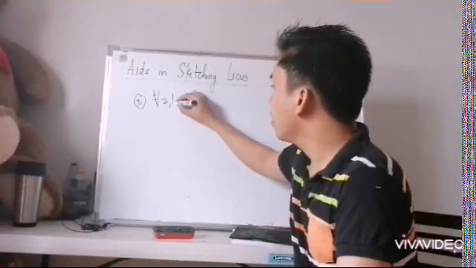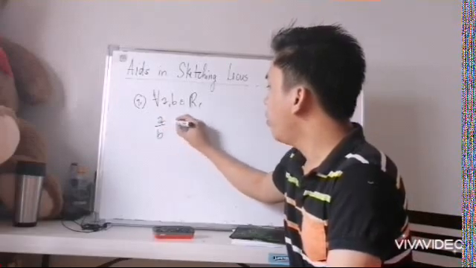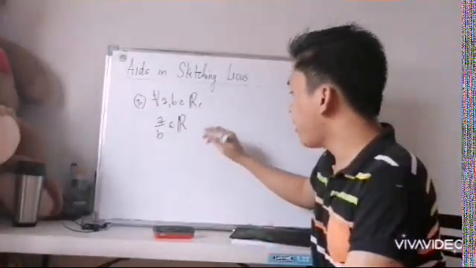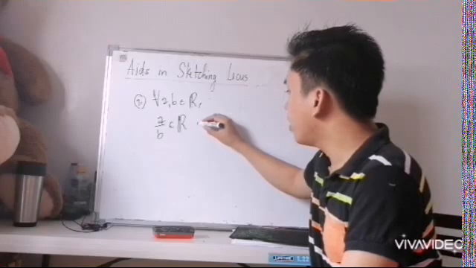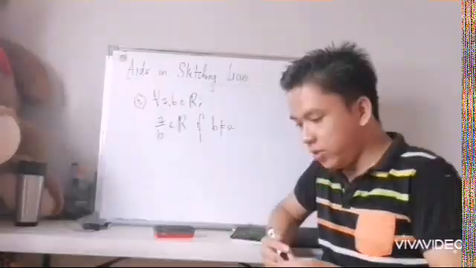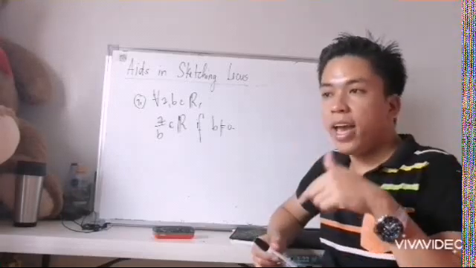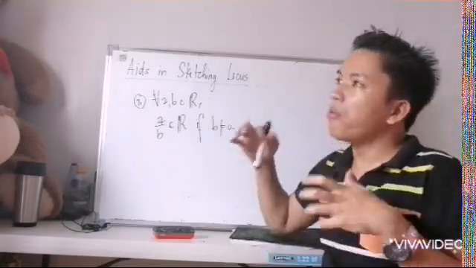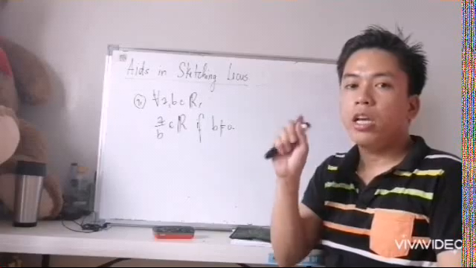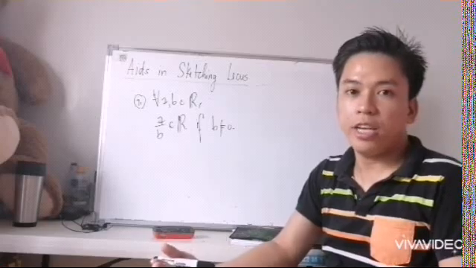So for all a, b in the set of real numbers, a over b will also be an element of the real number set, provided that b is not 0. What does it tell you? When you solve for the domain and the range of a locus and you get a rational expression, you have to look into the denominator, and you have to avoid the denominator being equal to 0. Otherwise, that makes the expression undefined.